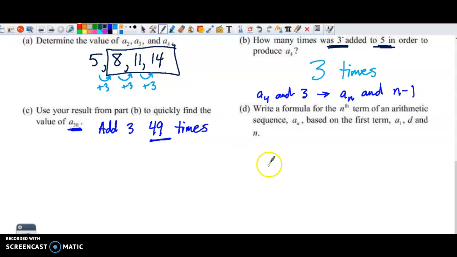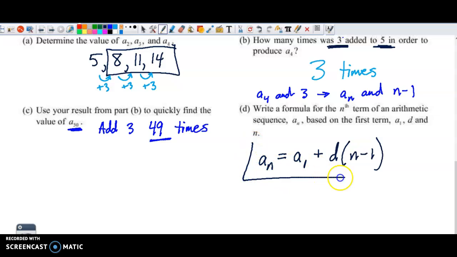Let me switch back to the important, just a different color. You always start with the first term, and you take the common difference, and you multiply by n minus 1. And this formula works for any nth value.